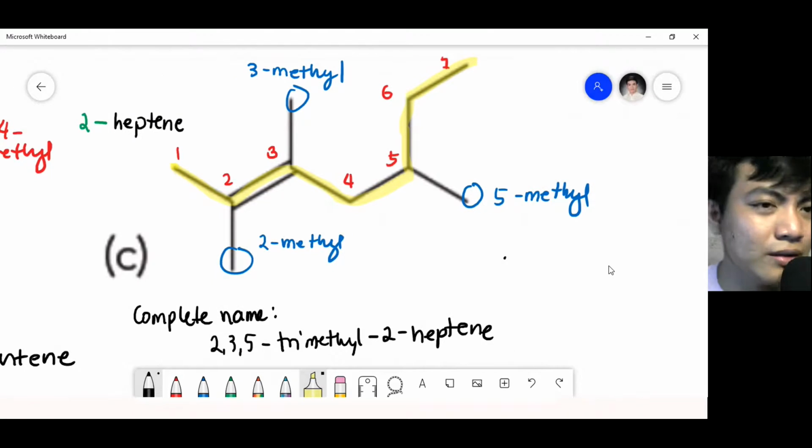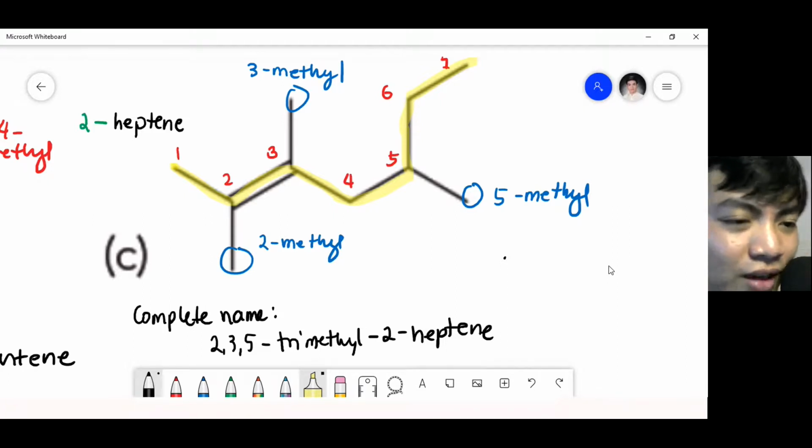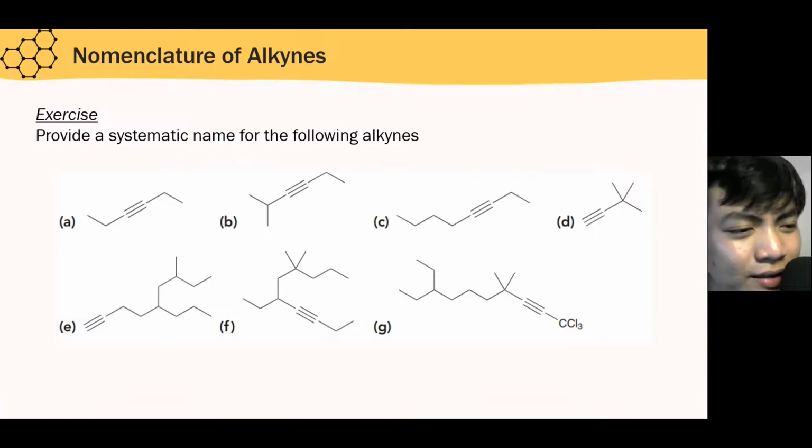Okay, so again, the rules for the alkanes are very similar with the alkenes, right? Parehas lang. There are just some minor modifications, of course, in terms of the priority. In the alkene, we give the double bond the higher priority instead of the substituents. Okay. For the alkynes, still the same rule as alkenes. Okay. So still the same rule as alkenes.